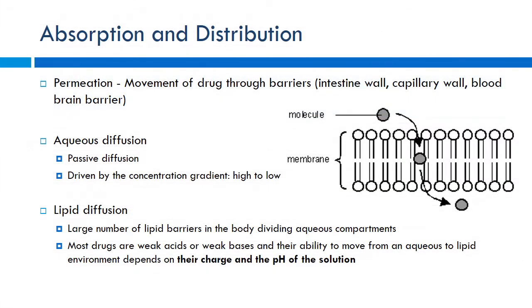All right, so the first thing we'll look at is going to be absorption. We've covered this a little bit already in physiology, but permeation is where we move a drug through some of these physiologic barriers, things like the intestinal wall, capillary walls, and the blood-brain barrier, which can be a big one, especially when we're looking at things like meningitis. What is meningitis?